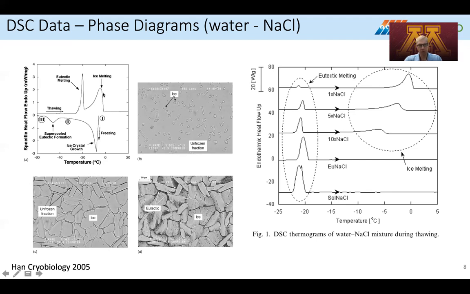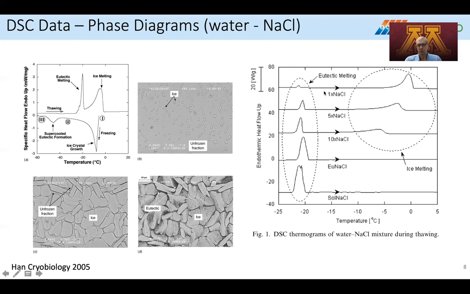And because it's not a pure solution, but NaCl water or binary, you see that that actually drags over a significant range, from -20 all the way to 0. And you can see that over here where we're looking at that behavior on thawing with different concentrations, 1, 5, and 10x NaCl, and even a eutectic mixture, which is quite concentrated. And you can see what the endothermic or heat flow up would be. And you're comparing between the eutectic melt and then the water melt.